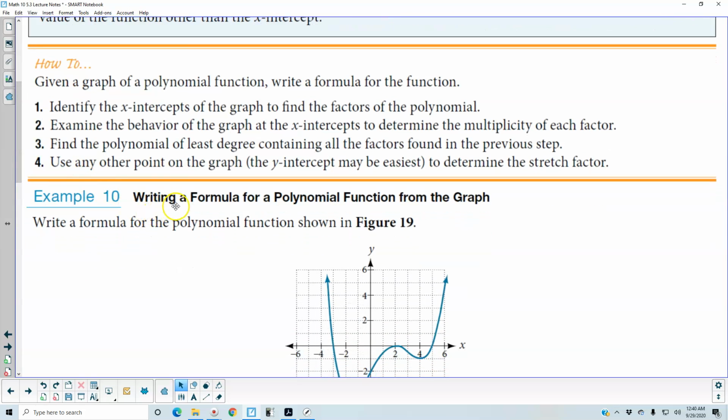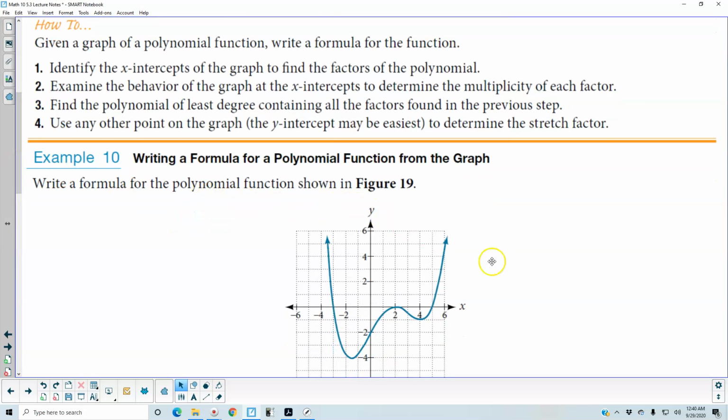So for example number 10, we're going to write a formula for a polynomial function from the graph. We're going to write a formula for the polynomial function shown. So the first thing we want to do is look at the graph and find out where the x and y intercepts are. So there's an x-intercept here at -3. And we have a y-intercept at (0, -2). And then we have another x-intercept at 2, and another x-intercept at 5. So again, we have (-3, 0) here, (2, 0), and then (5, 0).